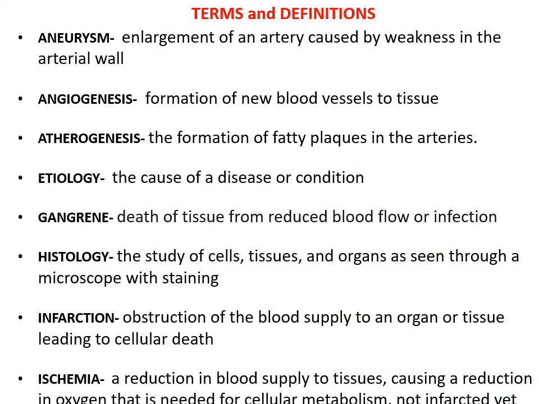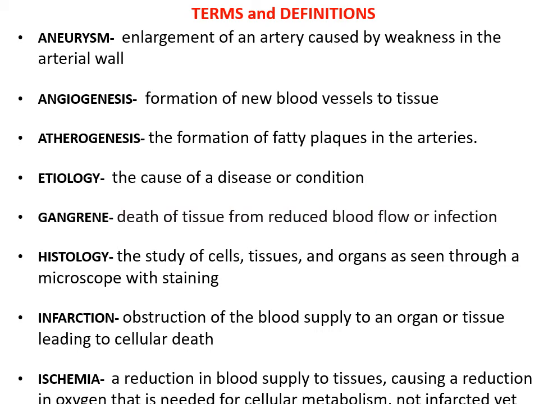Okay, we're almost done here. Just gonna do some terms and definitions. So what's an aneurysm? An aneurysm is basically a dilatation and enlargement of an artery. And it's typically caused from some kind of a weakness in the arterial wall. And they can burst, right? They can rupture, leading to a hemorrhage. So if it's a cerebral aneurysm, it can lead to a hemorrhage in the brain. If it's an abdominal aortic aneurysm, it can lead to a massive hemorrhage into the abdomen.